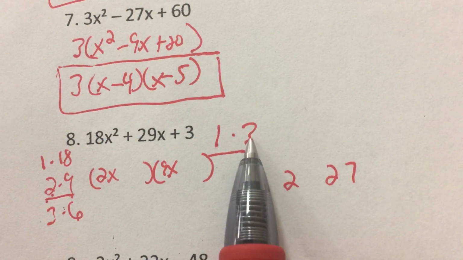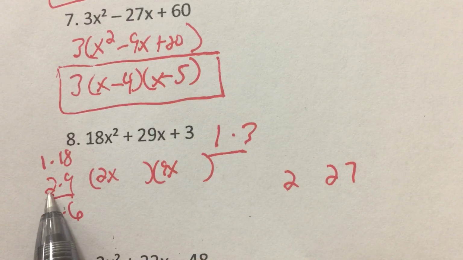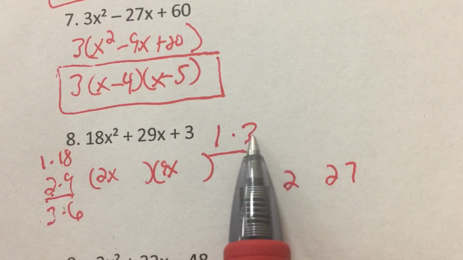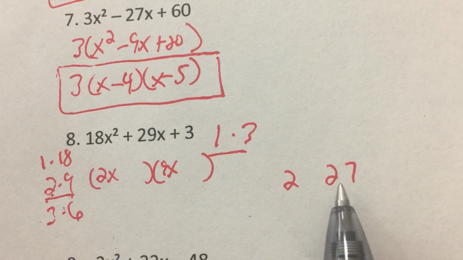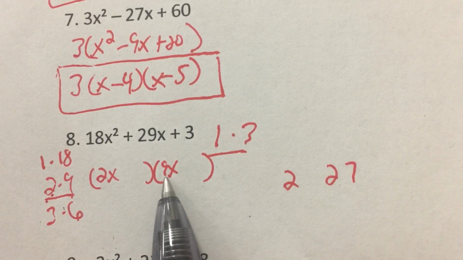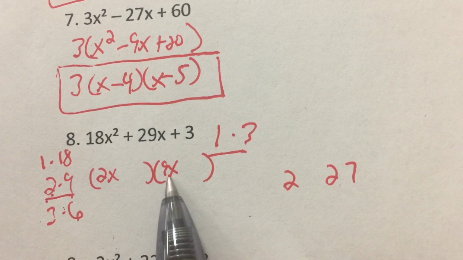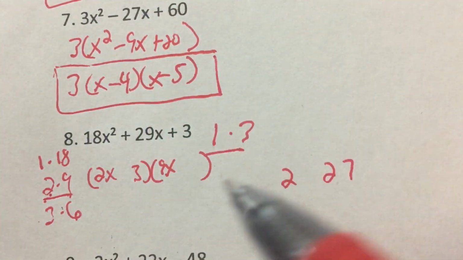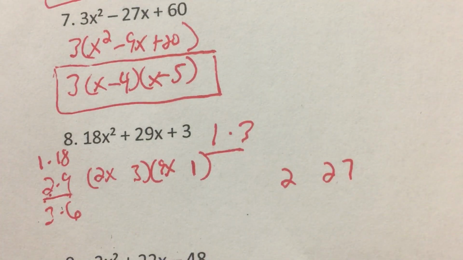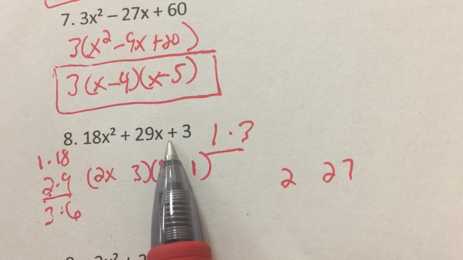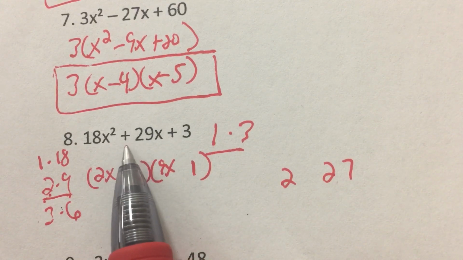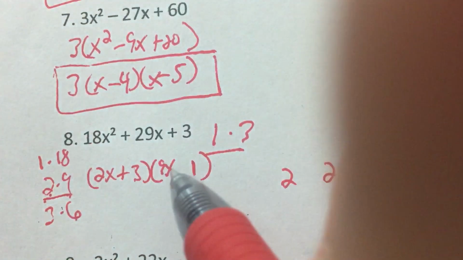Which one did the 3 have to multiply? Did he multiply the 2 or did he multiply the 9? The 3 had to multiply the 9 to give me this 27 I needed. Here's the 9, so I need this number to multiply with the 9. That would be the 3, and this one would be the 1. Are the signs same or different? They are the same. If they're the same, they're both whatever's in the middle, so this time they are both plus.